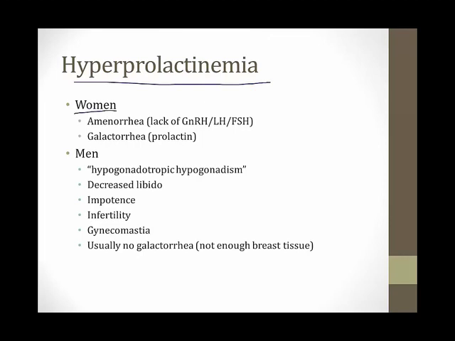So in women, this causes amenorrhea. Remember that prolactin suppresses GnRH, and this suppresses LH and FSH, and thus the menstrual cycle does not occur. In addition, women can develop galactorrhea, and this is because the prolactin drives growth of the mammary glands. In men, they develop what's called hypogonadotropic hypogonadism. This means that the LH and FSH levels are low, and thus they develop decreased libido, impotence, infertility, and sometimes they can develop gynecomastia. There's usually no galactorrhea in men, and that's because they don't have enough breast tissue present for the mammary glands to grow.